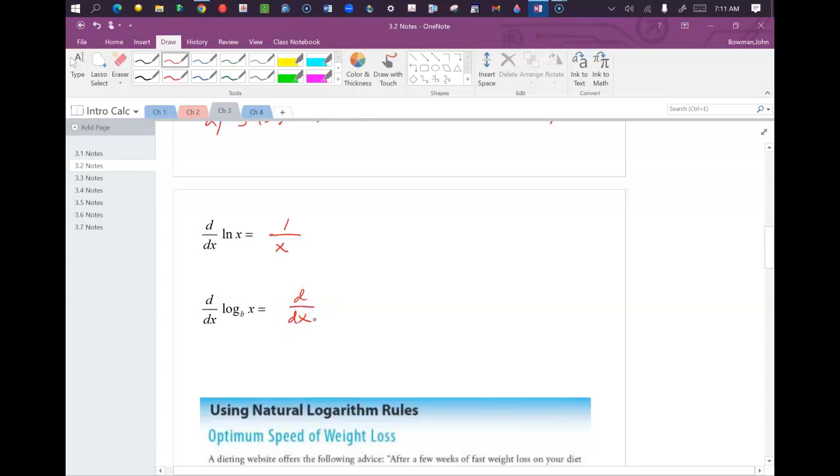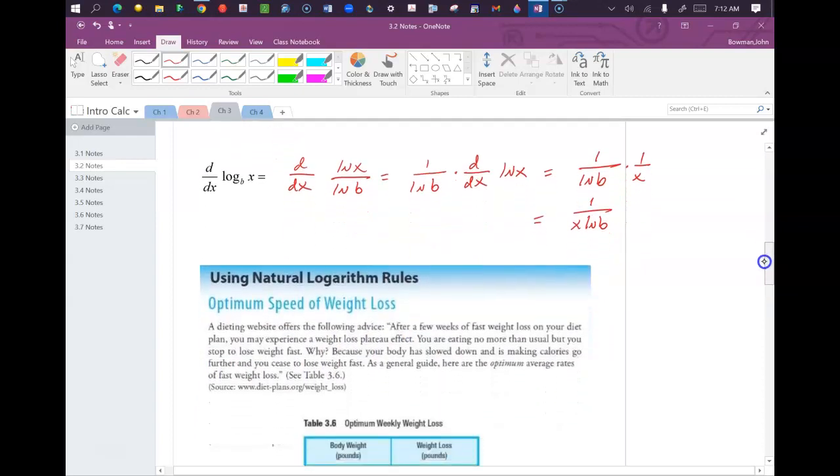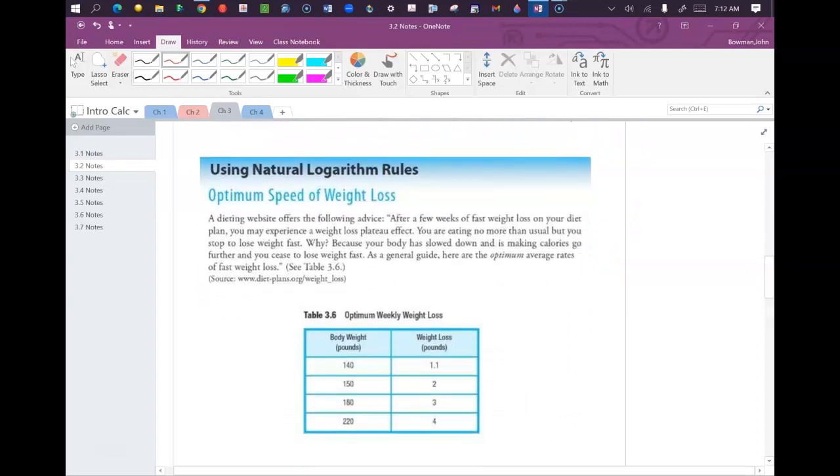Log base b, or from pre-calculus, log base b of x can be written as the natural log of x over the natural log of b, which can be written as 1 over the natural log of b, because that's a constant, times the derivative of the natural log of x. So that actually turns out to be 1 over ln of b times 1 over x, which sometimes is combined as 1 over x natural log b. So that's the derivative rule for any log function base b. Let's take a look at an example using that rule.